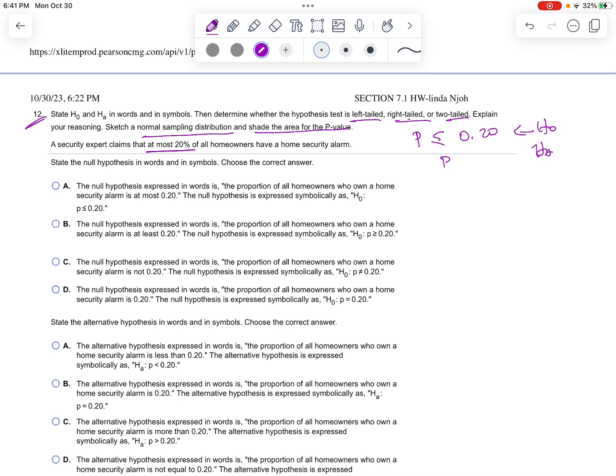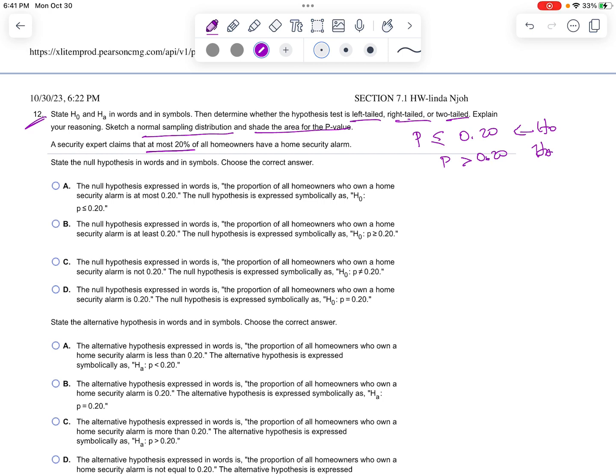So the alternative, we know it's the complement. So you flip that sign, right? We flip it, it becomes this. So this is what we have, the null and the alternative. When you read a statement, if you hear a statement of equality, then you know it's the null hypothesis. So the null hypothesis for sure is expressed with this. So state the null in words and in symbols.